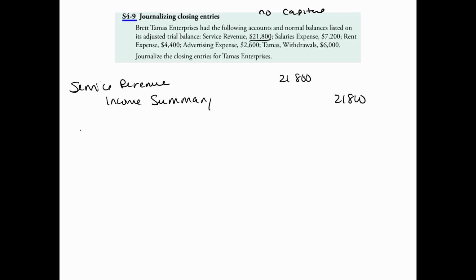The next thing I'm going to do is close the expenses. So I know that they have a debit balance, so I need to credit those. So my debit is going to be to income summary, and I'm going to credit each expense account. So I've got salary expense has a debit balance of 7,200, so I'm going to credit that 7,200.